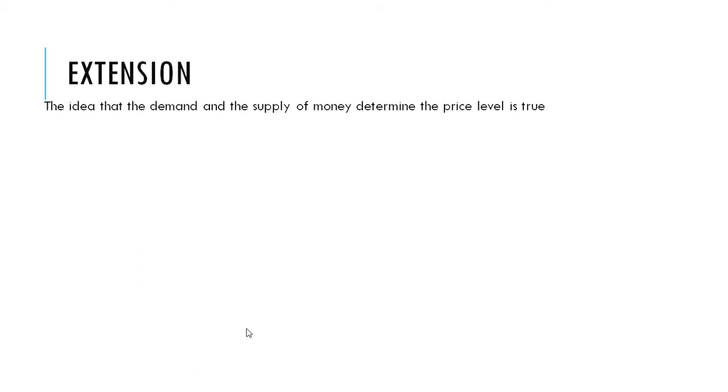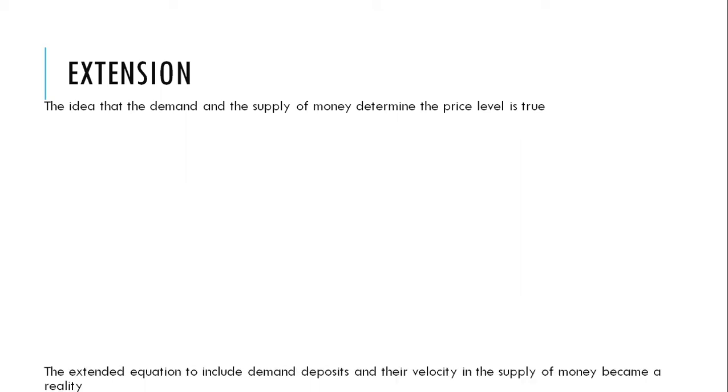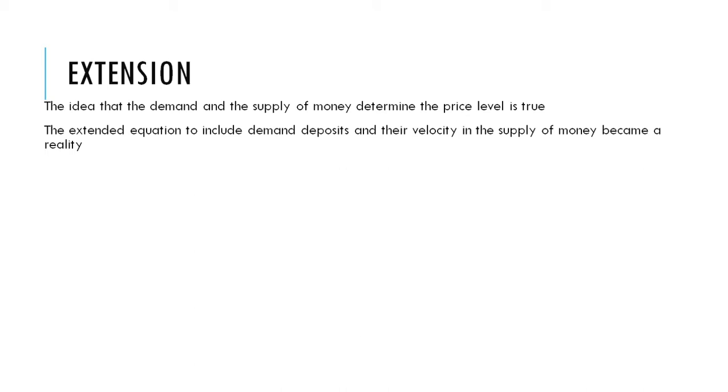So the idea that demand and supply of money determine the price level is true. The extended equation to include demand deposits and their velocity in the supply of money became a reality. So we are bringing in new variables, and the new variables are demand deposits and velocity of demand deposits. So we have money and velocity of money, deposit and velocity of deposit equals money demanded, making P the subject.